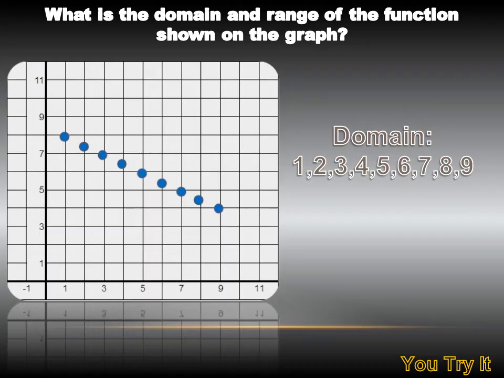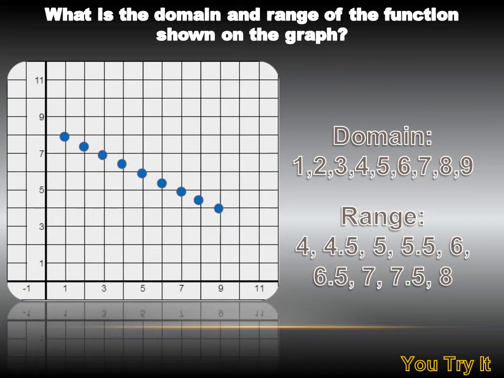Now for each of those x values, I've got a corresponding y value. That point has an x value of 1 and a y value of 8. And this has a y value of 7.5. And this has a y value of 7. And the last one over here has a y value of 4. So my range is 4, 4.5, 5, 5.5, 6, 6.5, 7, 7.5, and 8.